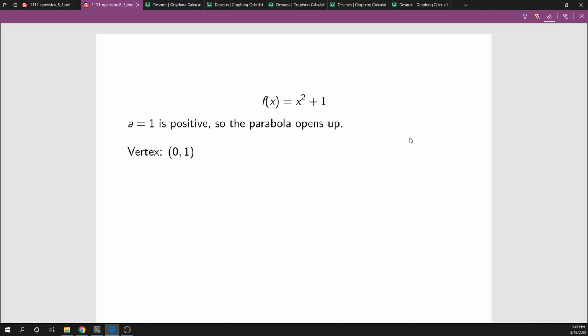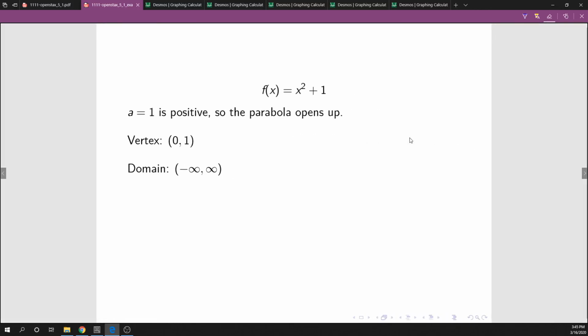A equals 1 is positive, so the vertex we already found is (0, 1), in one of the previous videos. The domain, again, is the same for all quadratics. It's all real numbers, negative infinity to infinity. The range in this case is going to be 1 to infinity, so from the y value of the vertex up, because the parabola opens up.